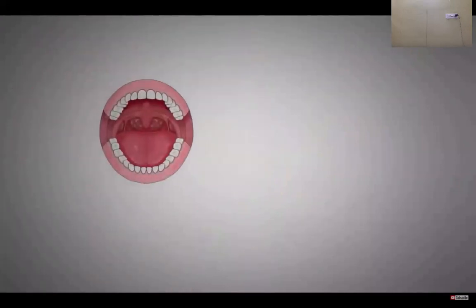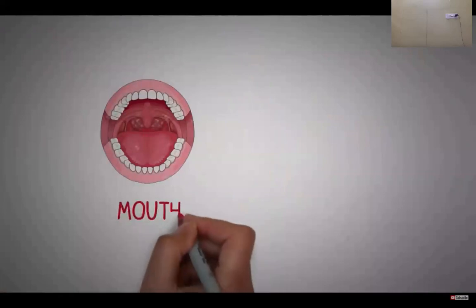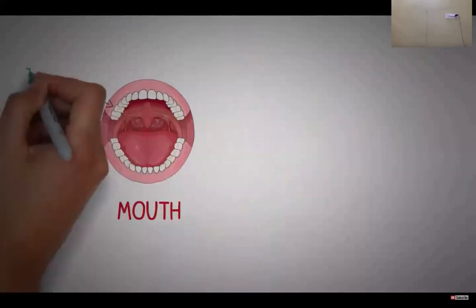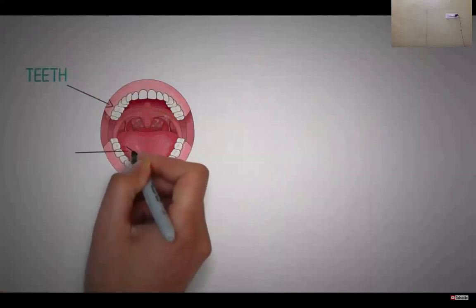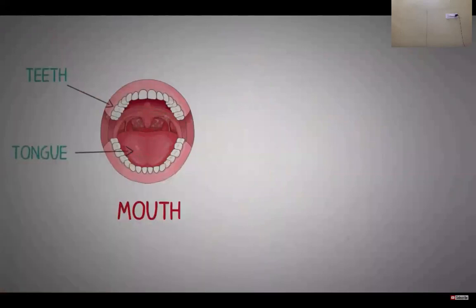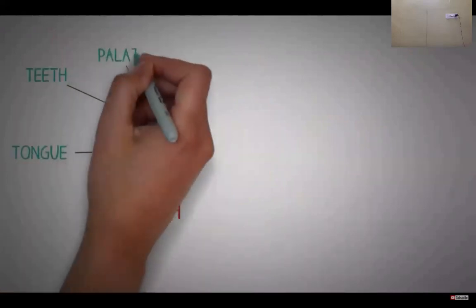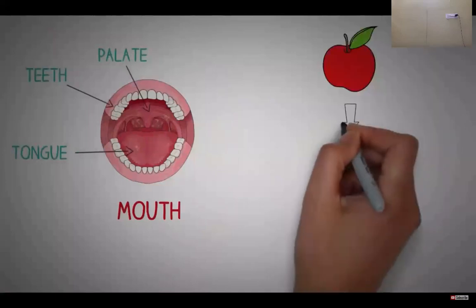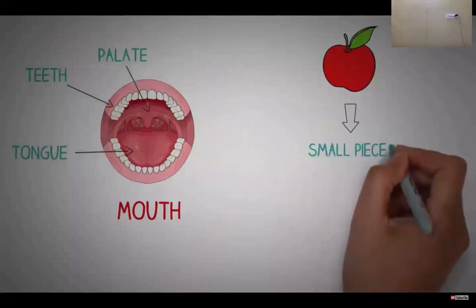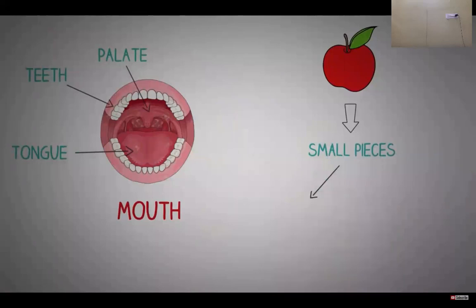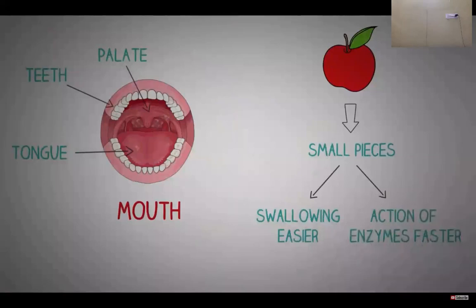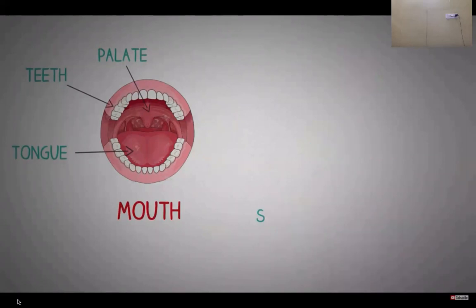The human digestive system starts with the mouth. The mouth consists of several structures that perform the first step of digestion. The teeth, tongue, and palate help to chew the food, which divides the food into several hundred pieces. This serves two important purposes. It makes swallowing of the food much easier, and it increases the surface area of the food, making the action of enzymes much faster. The mouth also receives secretions from salivary glands.